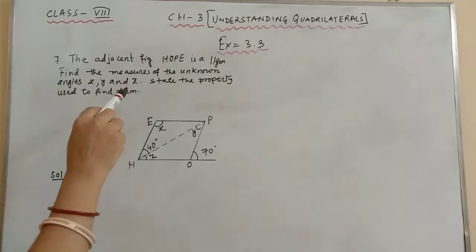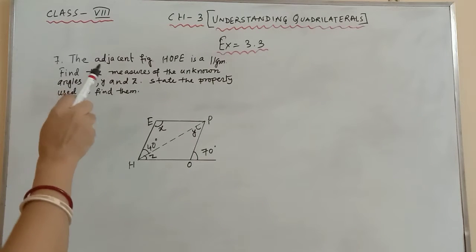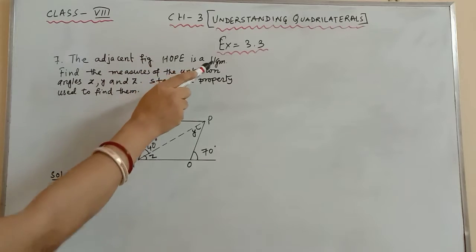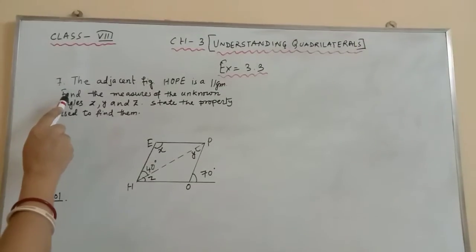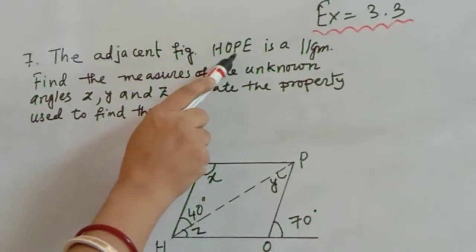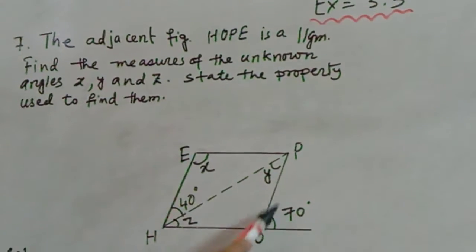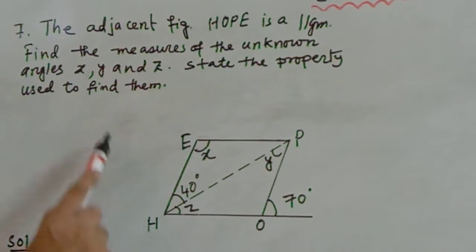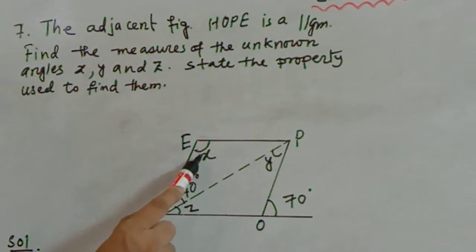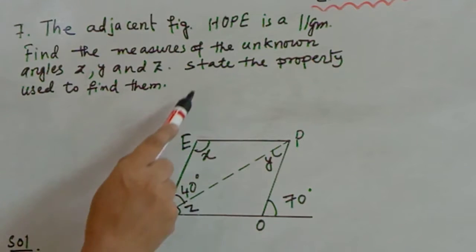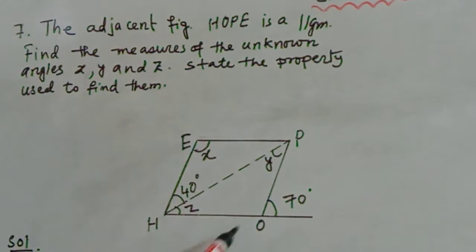Today we will start question number 7, 8 from chapter 3, exercise 3.3. Chapter Understanding Quadrilaterals. In question number 7, the adjacent figure HOPE is a parallelogram. Find the measures of the unknown angles X, Y and Z. State the property used to find them. Whenever you find these angles, whatever properties you are using, you have to mention the properties.